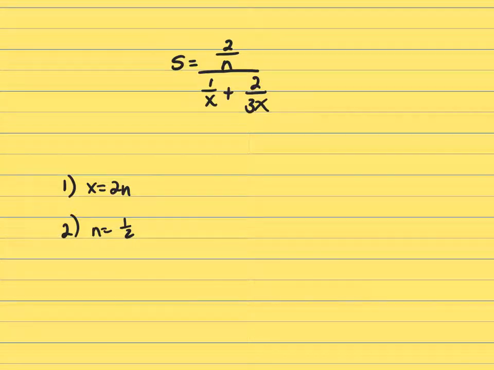We're trying to figure out the value of s, and we know xn is not equal to 0. So let's take this complex fraction and look at the secondary denominators. Those are the ones I'm circling, and figure out what would be your least common denominator for an n, an x, and a 3x. Well, it would have to be 3xn.